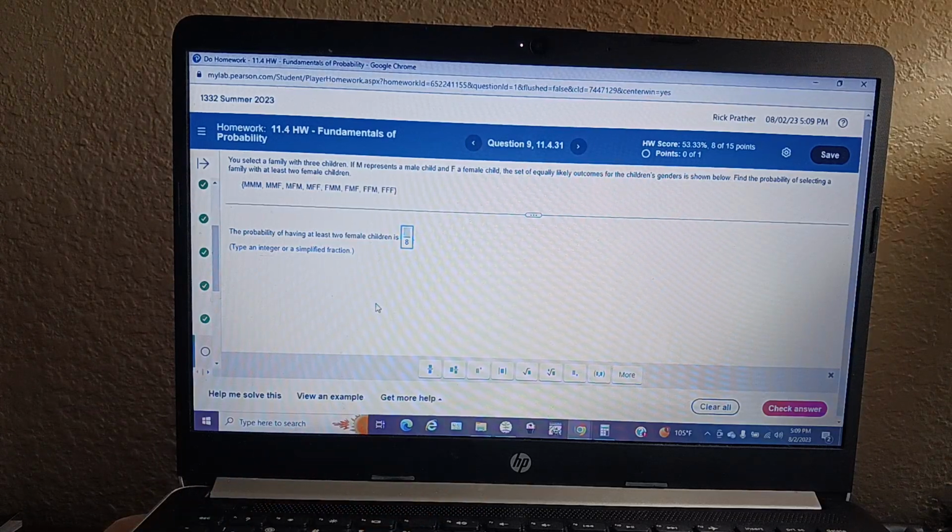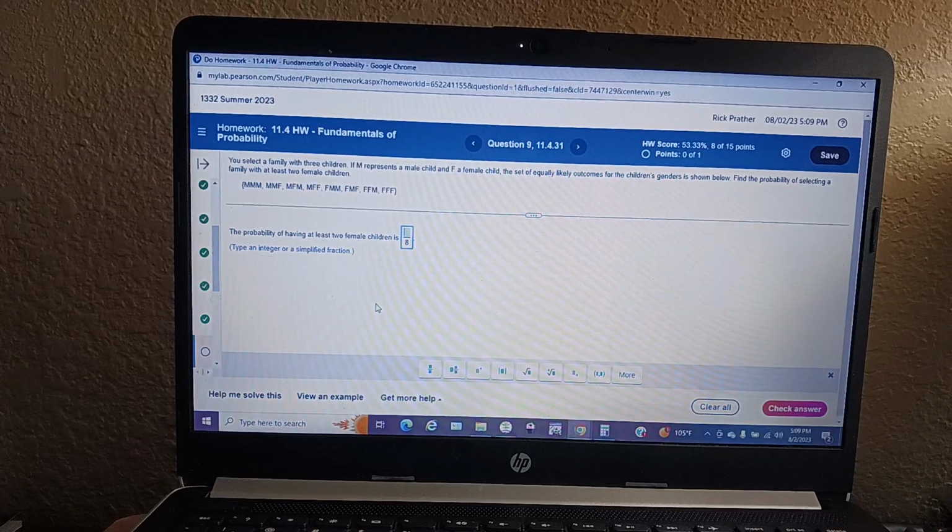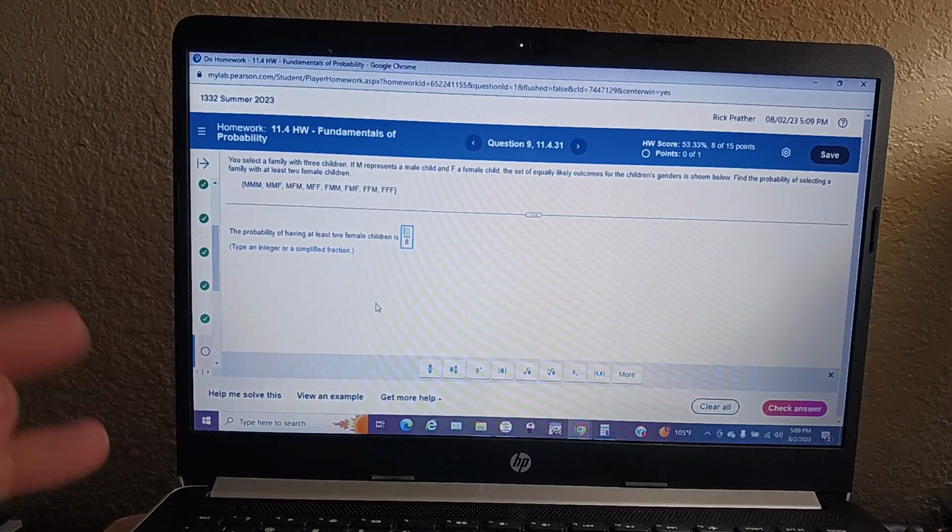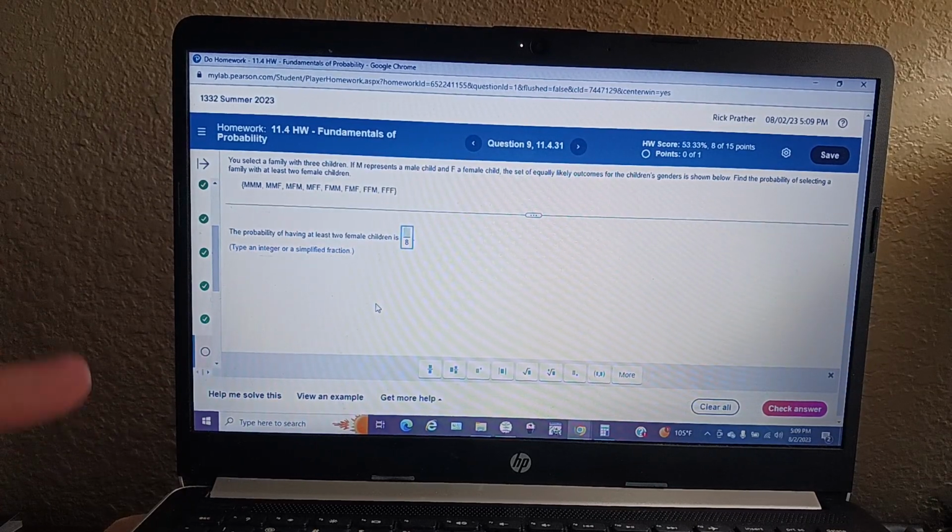I always associate at least with driving cars because students get at least and at most mixed up a lot. Think of at least 16 to drive a car. You have to be at least 16 to drive a car. Say that to yourself a bunch of times.